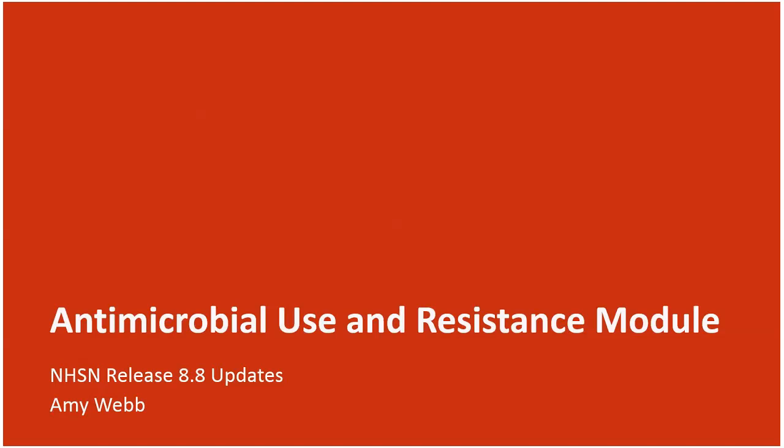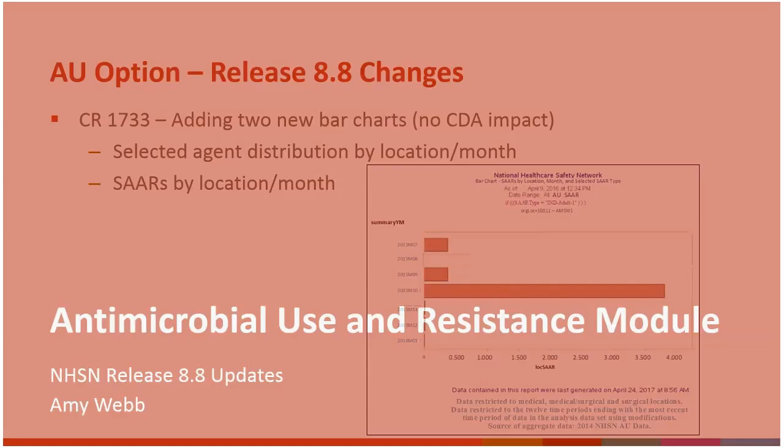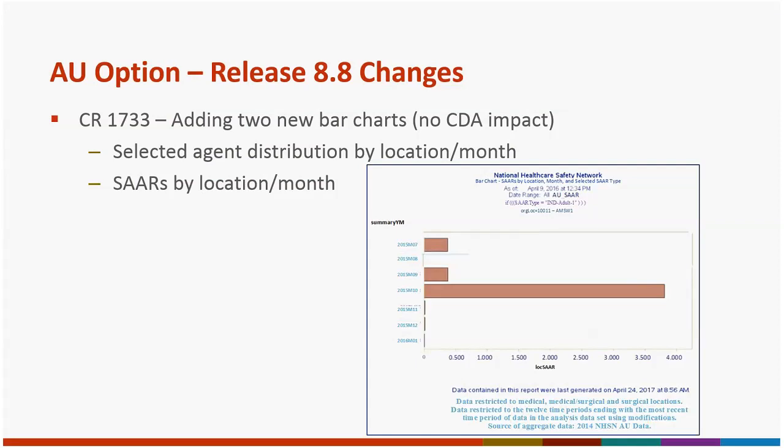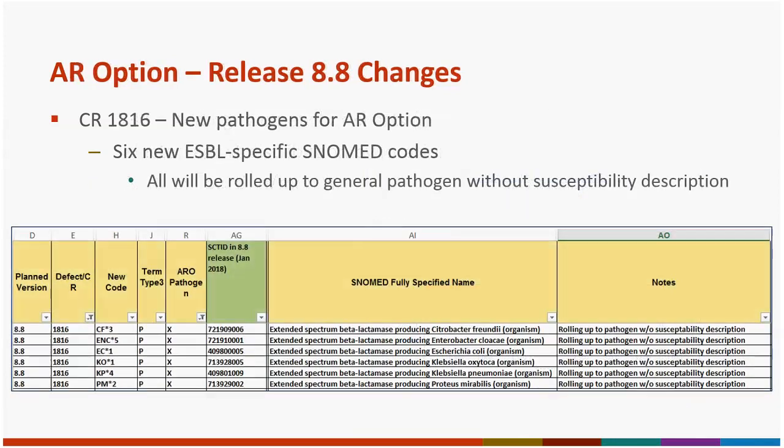Now I'd like to turn the next part of the presentation over to Amy Webb to discuss 8.8 AUR defects and changes. Amy? Thanks, Casey. So first up, we have one new CR 1733, which will be adding 2 new bar charts. Again, there's no CDA impact for this one, but we will be adding these 2 new bar charts. The first will show selected agent distribution by location and month, and the second, as shown in a mock-up on the slide here, showing the SARS by location and month. So facilities will be able to see more granular data in the bar charts.